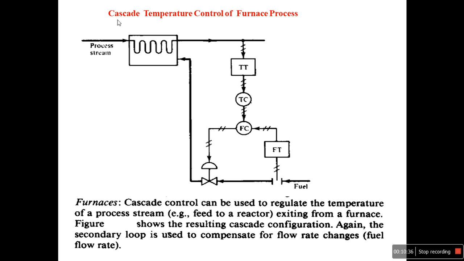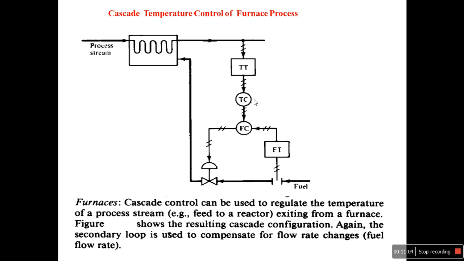And if you observe another process, a furnace, here also the main aim is to regulate the temperature of the process steam. So the primary loop measures the temperature of this process steam or output product which is exiting from the furnace, and that is given to the temperature controller. For ease of diagram, the set point has actually been omitted here.